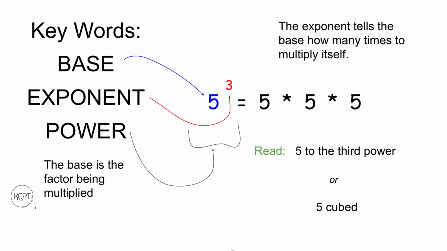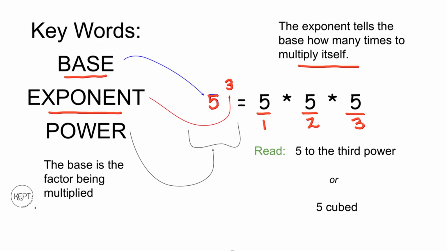Exponent tells the base how many times to multiply itself. So as we are identifying these pieces, we can see that the larger number has a smaller number right next to it, but also raised up. This larger number is called the base, and the smaller number is called the exponent. Now, the job of the exponent is to tell the base how many times to multiply itself. So because our exponent is 3, we write that base 3 times, and we multiply 1, 2, 3 times.